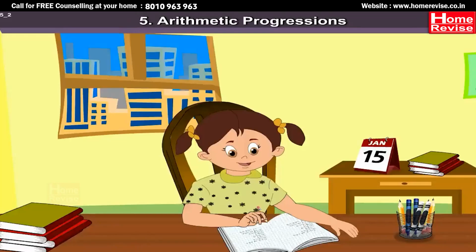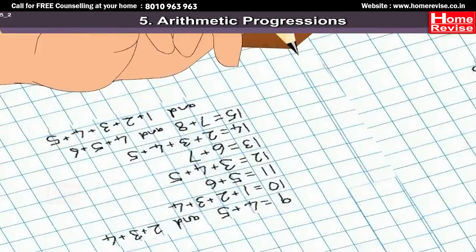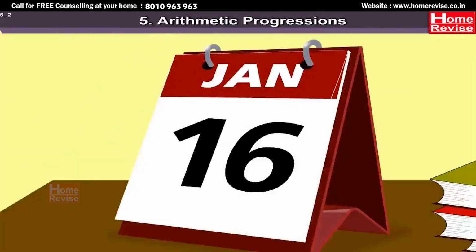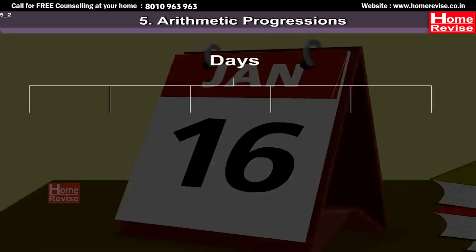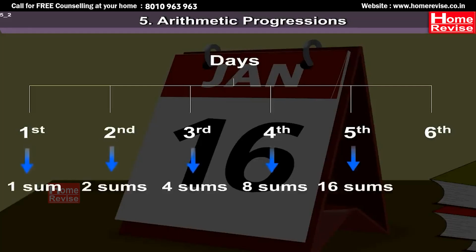In a week, Purva decided to solve double the sums than the previous day. So we can write number of days 1, 2, 3, 4, 5, 6, and sums solved 1, then twice of it 2, then twice of it 4, 8, 16, 32.